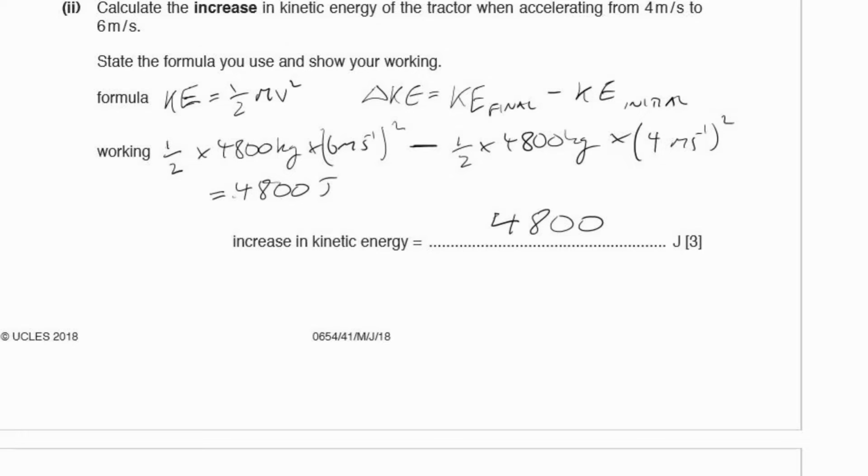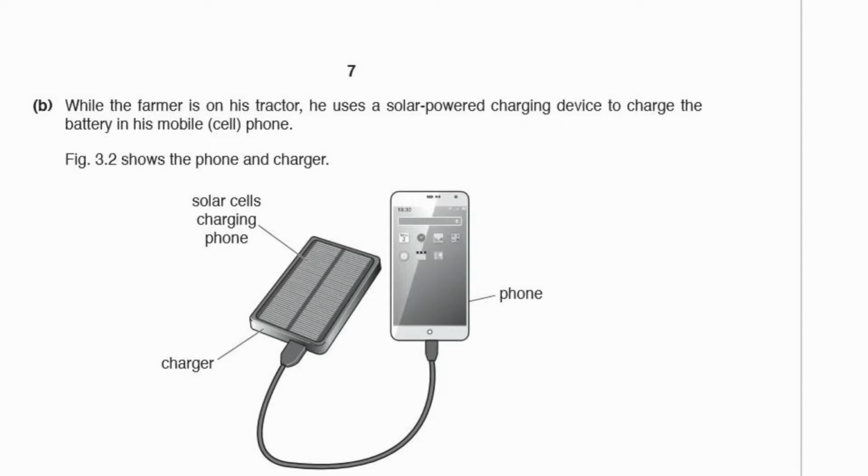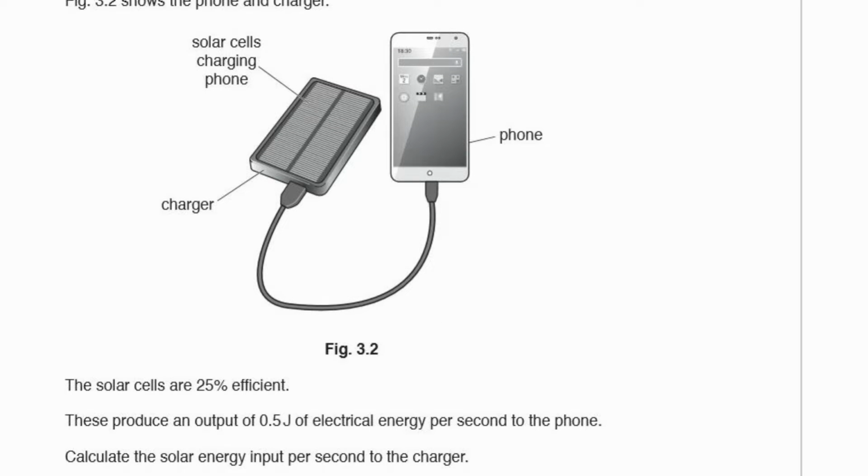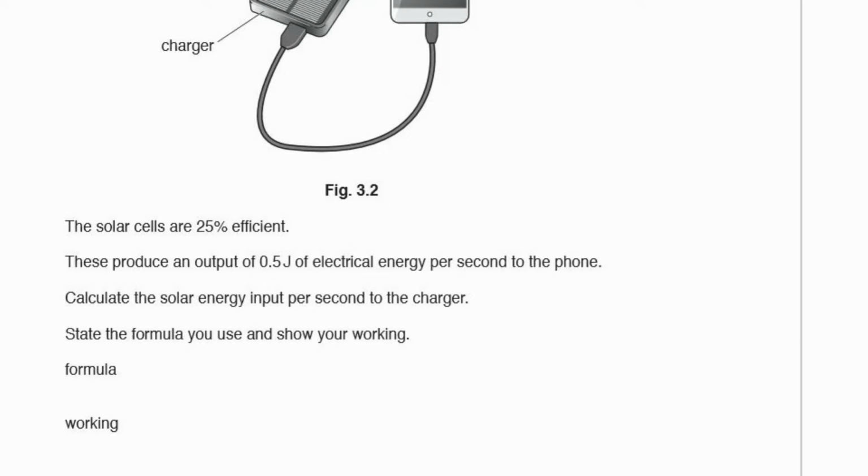There we go. B. While the farmer is on his tractor, he uses a solar-powered charging device to charge the battery in his mobile phone. And here we've got the phone and charger being drawn out. A picture of them. The solar cells are 25% efficient. These produce an output of 0.5 joules to the phone. Calculate the solar energy input per second. State the formula you use and show your working out.